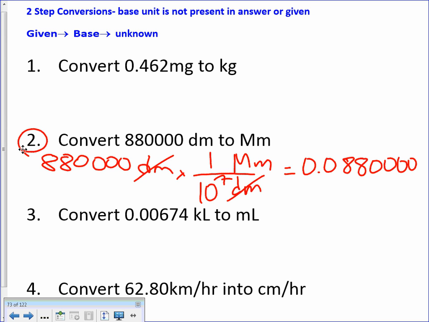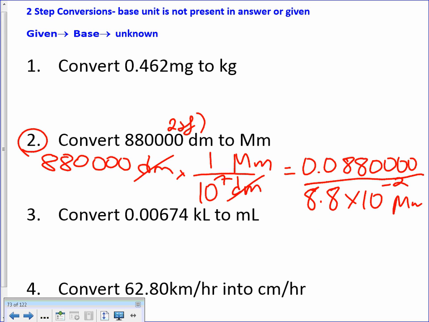But I don't have the decimal there, so that's saying these zeros are just placeholders. So that's 2 sig figs. How could this be changed to scientific notation? 8.8 times 10 to the -2 megameters. There you go. So 8.8 are our 2 sig figs here. Okay. So now we're going to do cubed ones because they require you to do one extra calculation, to show you that difference.